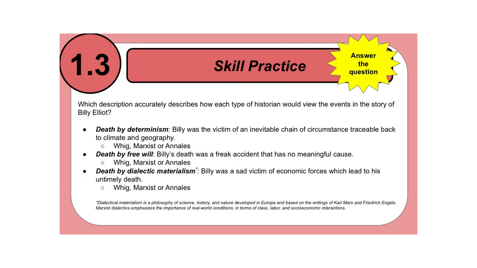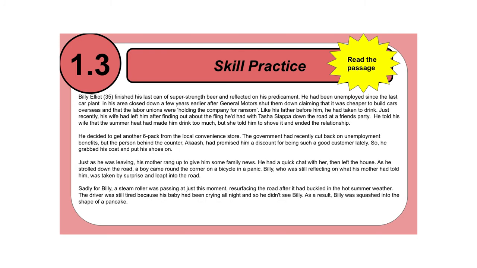So the second one, death by free will. This means Billy's death was a freak accident that has no meaningful cause. So this whole story is just a series of events. One thing led to another. It's not because of climate change. It's not because of things that Billy did. It just happened to be one series of events after another. So would this be Whig, Marxist, or Annals historians? The answer to this would be Whig historians. And when you look at this, you can literally look through a series of events.